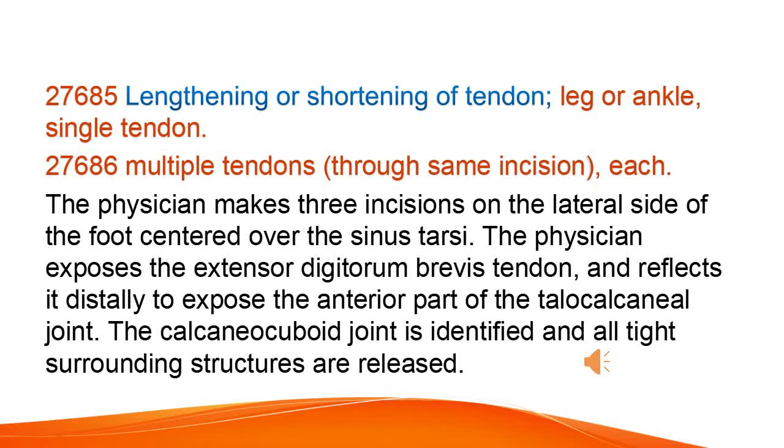Lengthening or shortening of tendon, leg or ankle, single tendon. Multiple tendons, through same incision, each. The physician makes 3 incisions on the lateral side of the foot centered over the sinus tarsi. The physician exposes the extensor digitorum brevis tendon, and reflects it distally to expose the anterior part of the talocalcaneal joint. The calcaneocuboid joint is identified and all tight surrounding structures are released.